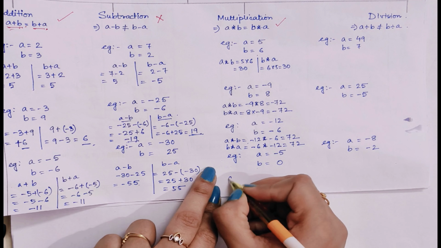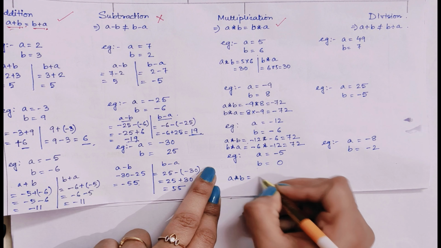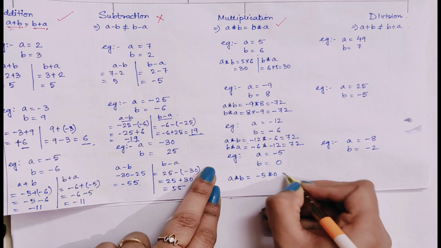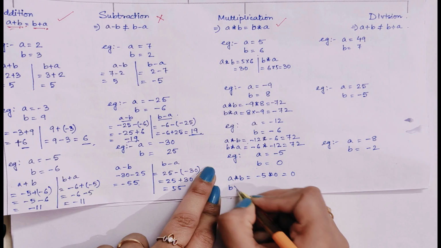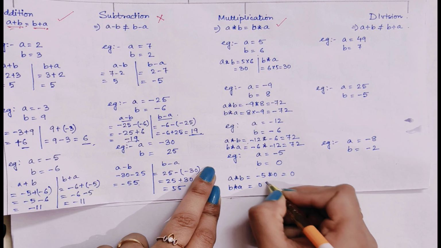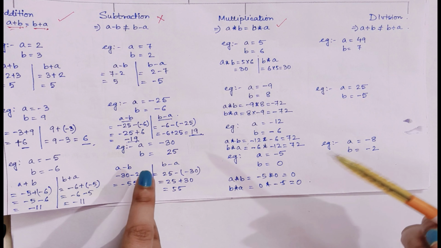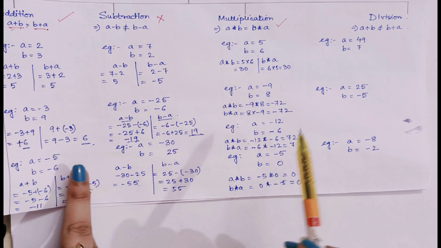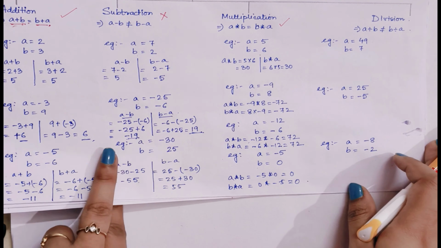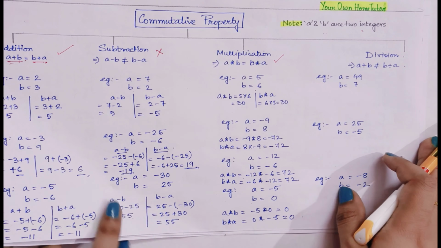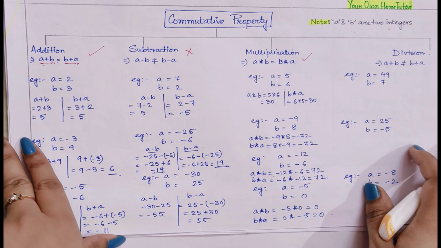Now if you see, if I multiply a with b, that is minus 5 with 0, then I get 0. Again b into a will give me 0 into minus 5, which is again 0. So in all the four examples, the commutative property was obeyed for multiplication. So let us see if the commutative property holds for division.